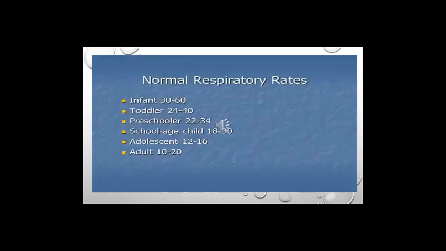To get a general idea about the normal respiratory rates: the infant between 30 to 60, toddler from 24 to 40, preschooler 22 to 34, the school age child from 18 to 30, the adolescent 12 to 16, and the adult from 10 to 20.